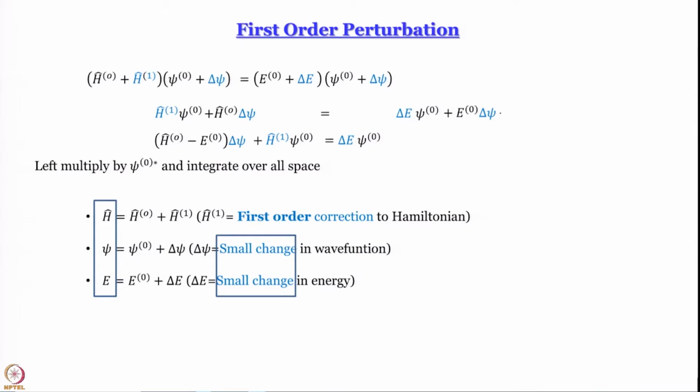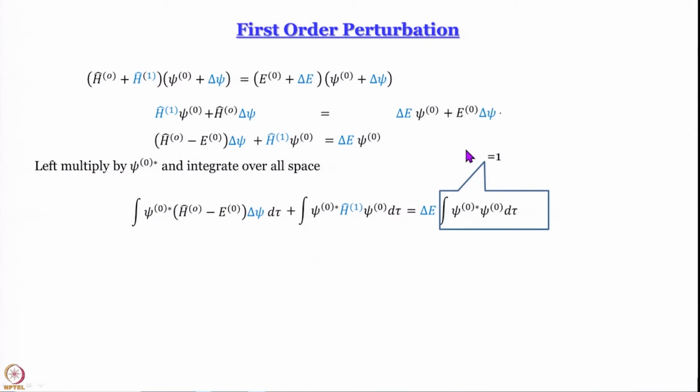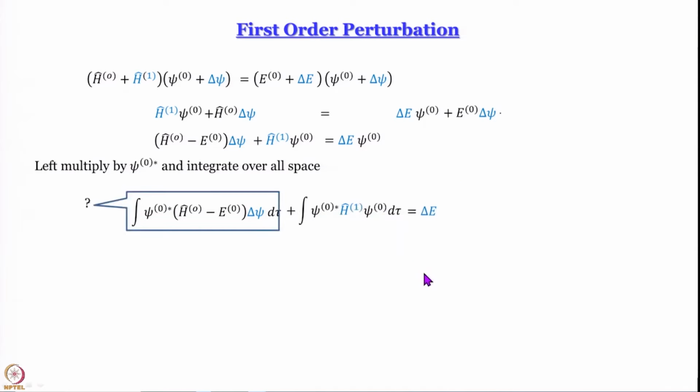So, to do that, first of all we will multiply by psi 0th star and integrate over all space. This is the expression we get. On the right hand side we get delta E multiplied by the integral of the 0th order wave function, unperturbed wave function and its complex conjugate. This integral of course is equal to 1. So, right hand side gets cleaned up, we get only delta E, and the left hand side we are now trying to find out what would be this expression here.